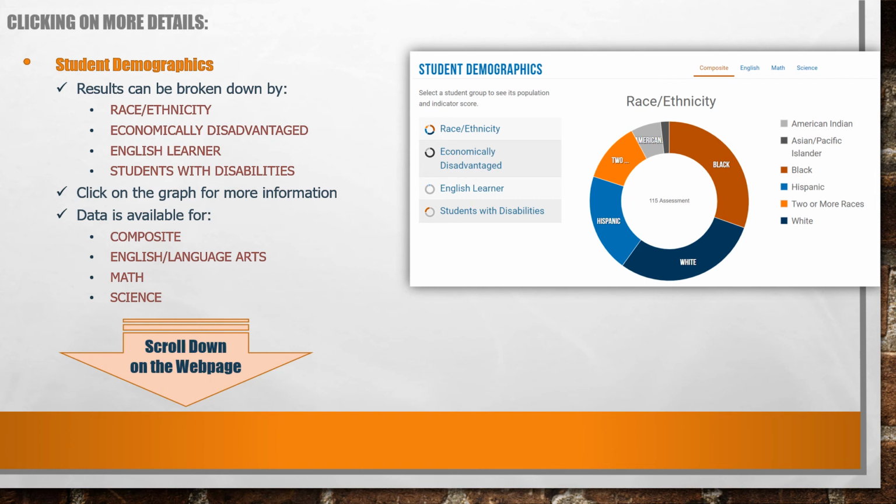Results of the indicator can be broken down by clicking on any of the subject groups on the left, including race and ethnicity, economically disadvantaged, English learners, and students with disabilities. Click on any section of the graph to see the student groups, percentage of the school population, and its indicator score. Data for composite English language arts, math, and science is available.